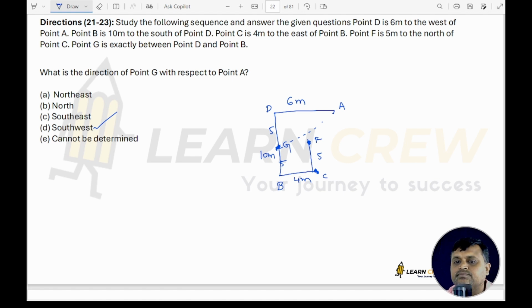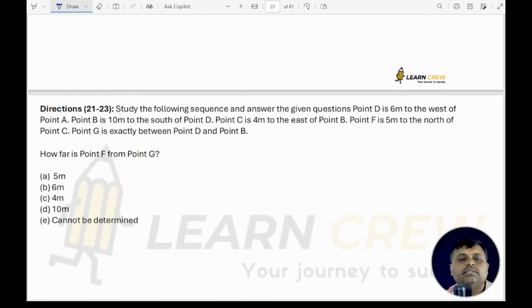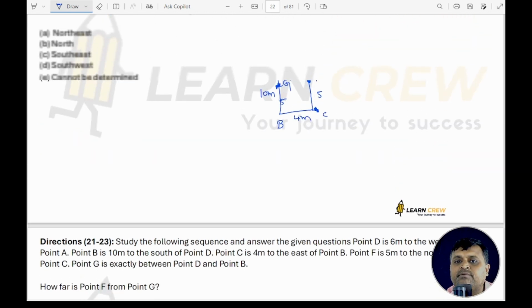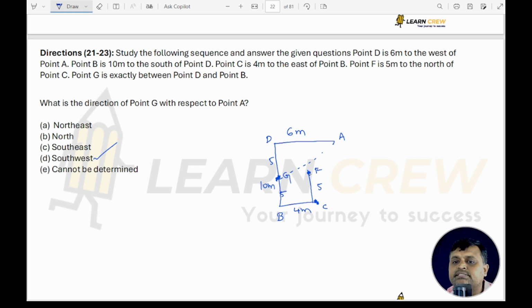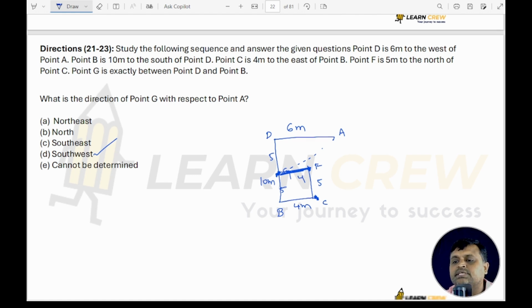Okay. Now, next. How far is F from point G? This distance is how much? This distance is 4. So answer is 4.